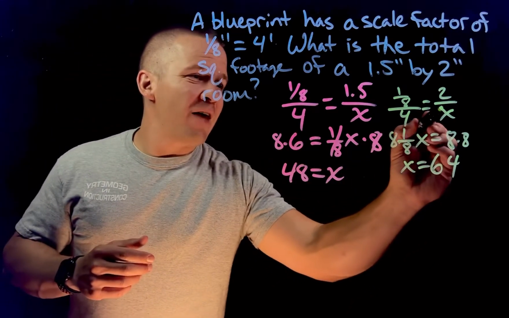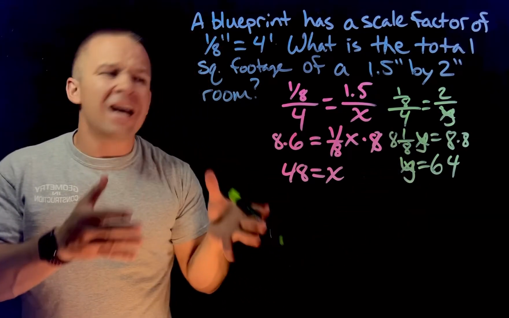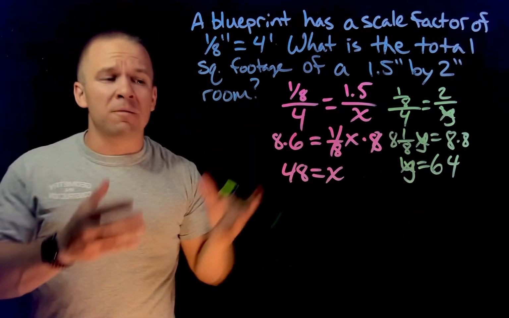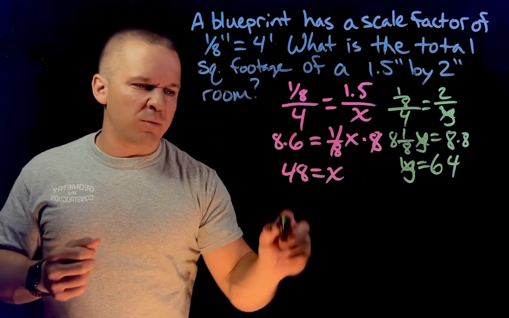And really, you know what? I think maybe we should have used a different variable there. I'm going to write a y over it. There we go. Now that's totally clear as mud, right? Anyways, we got our two dimensions, 48 and 64. So what am I going to do with those? I'm going to multiply them together.